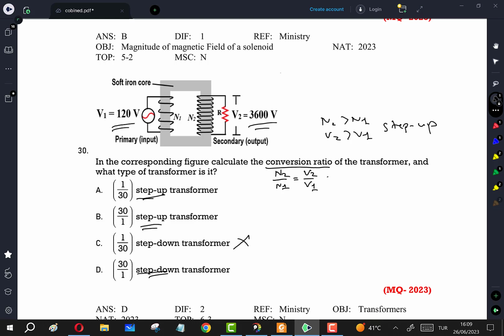Let's get the conversion ratio, V2 over V1, 3600 divided by 120. So let's divide it, 360 divided by 12. It's 30 over 1. So 30 over 1 step up transformer. 30 over 1 step up transformer is the answer. B is the correct answer.